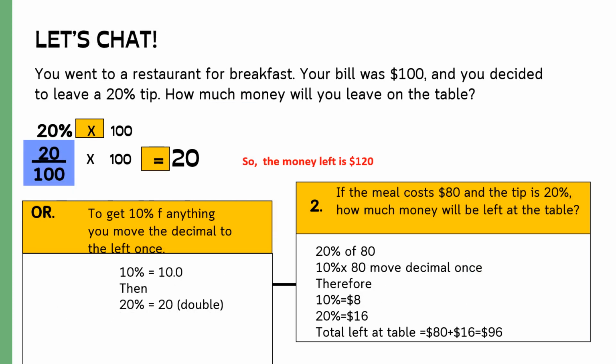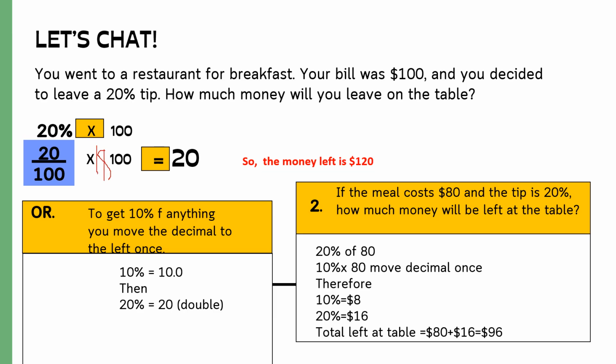Now let's chat. You went to a restaurant for breakfast, right? Your bill was $100 and you decided to leave a 20% tip. How much money will you leave on the table? So we want to find 20% of 100. So 20% can be written as what? 20 over 100. And then you multiply that by 100, right? Because that's the amount of money. That's how much the food costs.